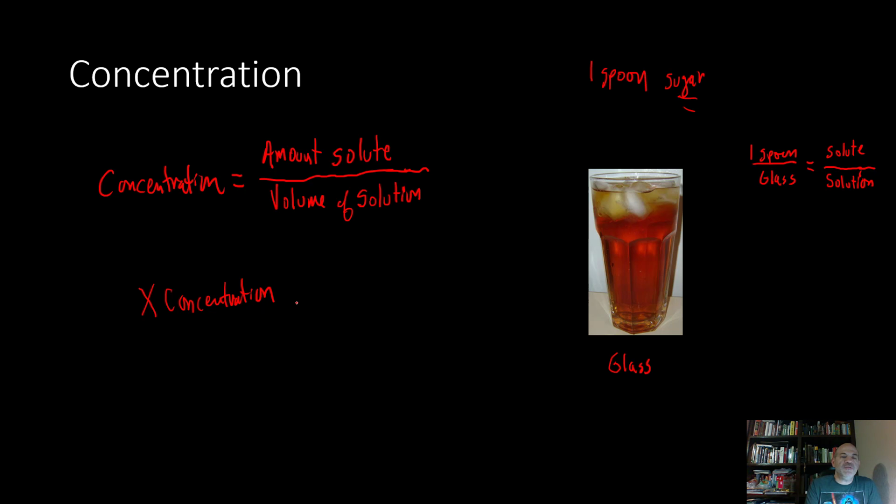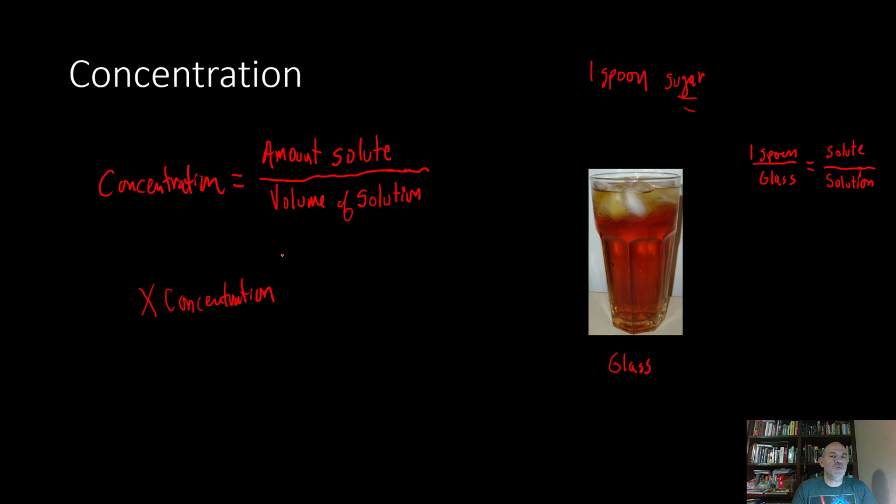And I ask you, okay, here's your solution. Let's say it's this glass of tea. And I tell you, okay, I have a glass of tea and it has a concentration of 1 spoon per glass of sugar. That's the concentration for sugar for this tea. It's 1 spoon per glass.